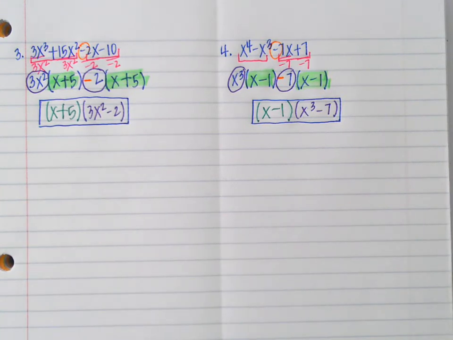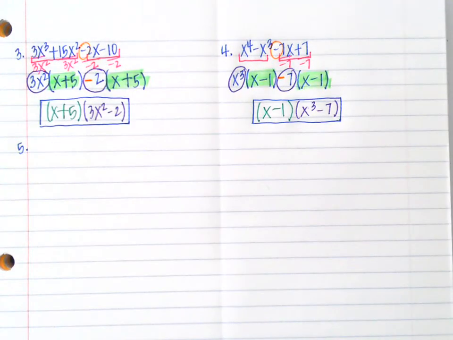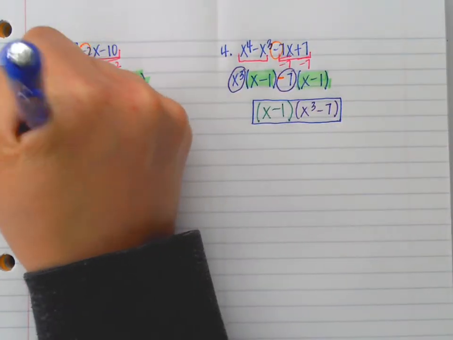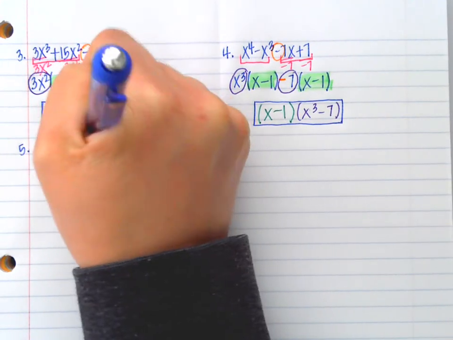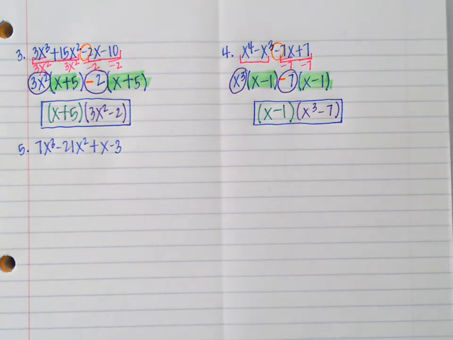So, yay us. Okay, so let's do another one. Okay, so let's try this one. We have 7x cubed minus 21x squared plus x minus 3. If you guys want to try this one, you can. There's again something just a little different with this one, but if you want to try it, great. If you want to wait and try it with me, that's great too.